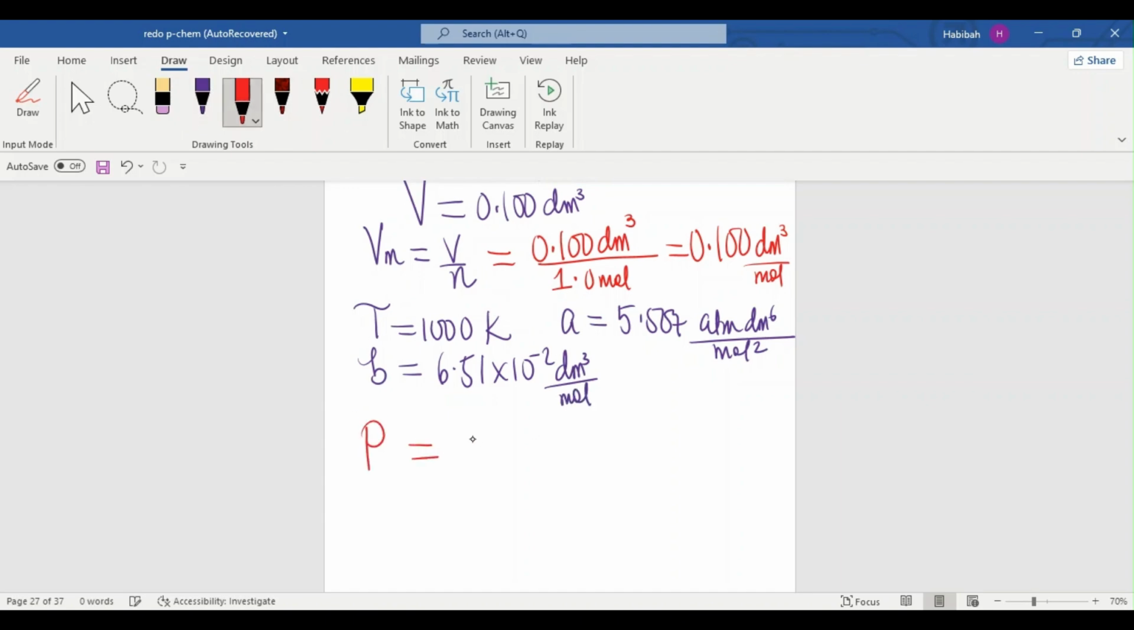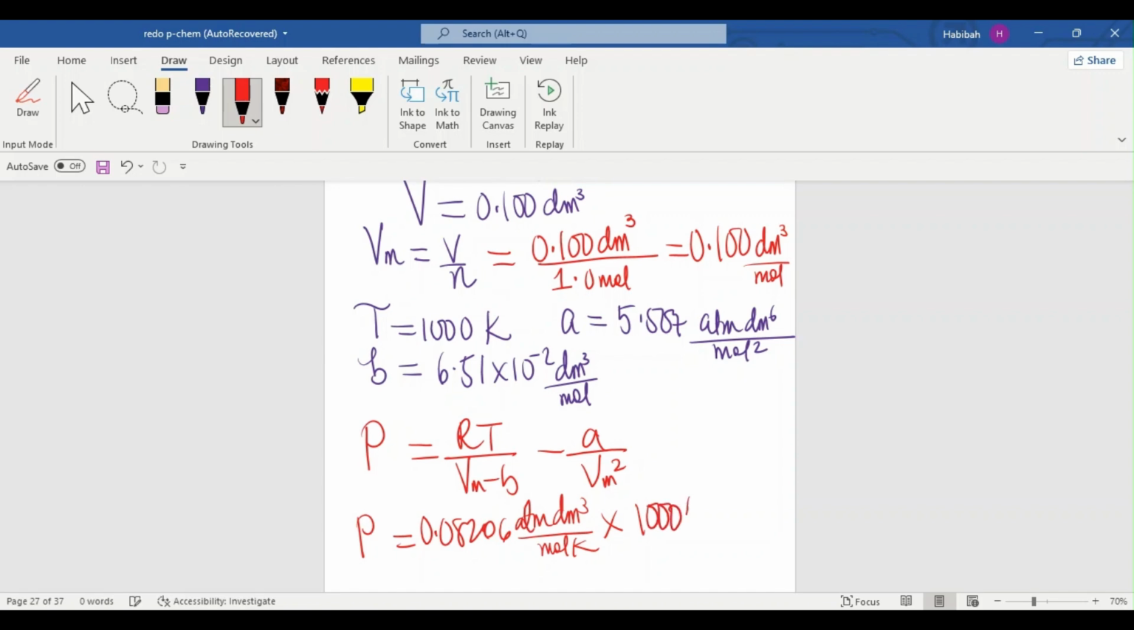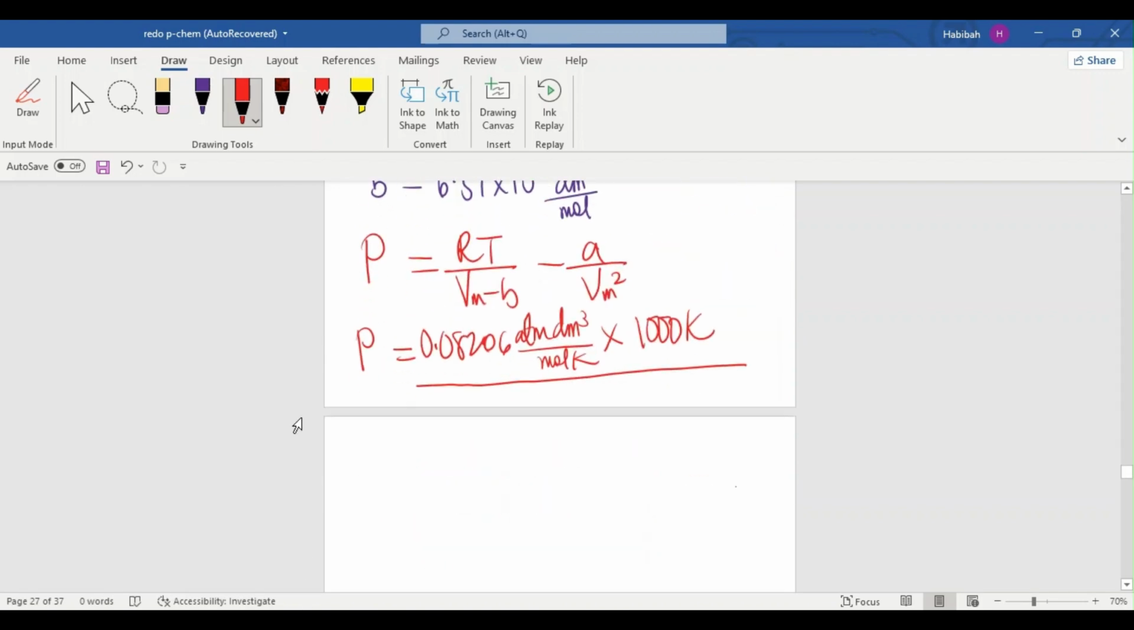P is equal to, we're going to substitute into this. P is equal to RT over Vm minus B, minus A over Vm squared. So we start substituting. So pressure is equal to 0.08206, which is the gas constant, the unit atm dm cube per mole Kelvin, times the temperature. We have our temperature to be 1000 Kelvin. All of that information divided by Vm minus B.